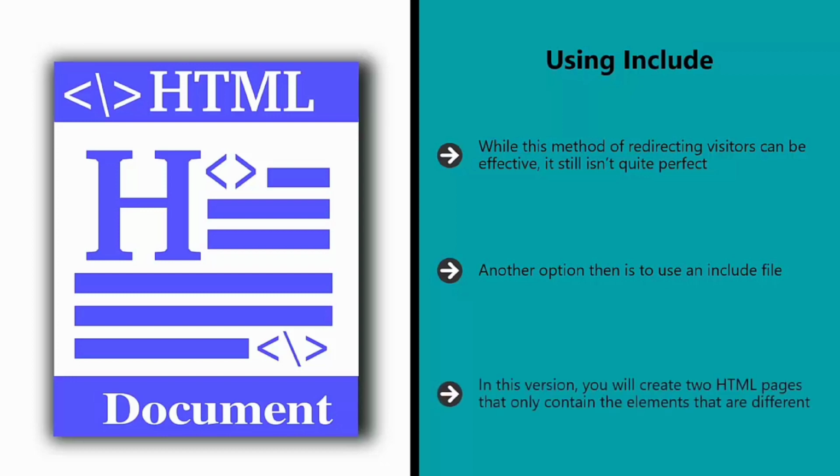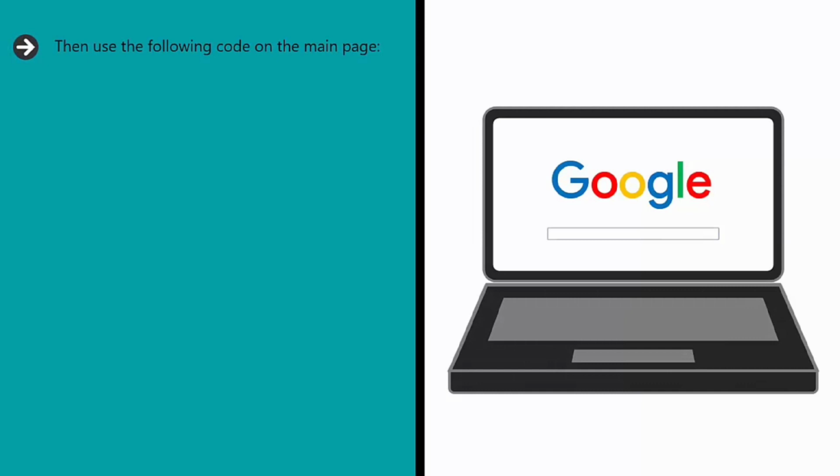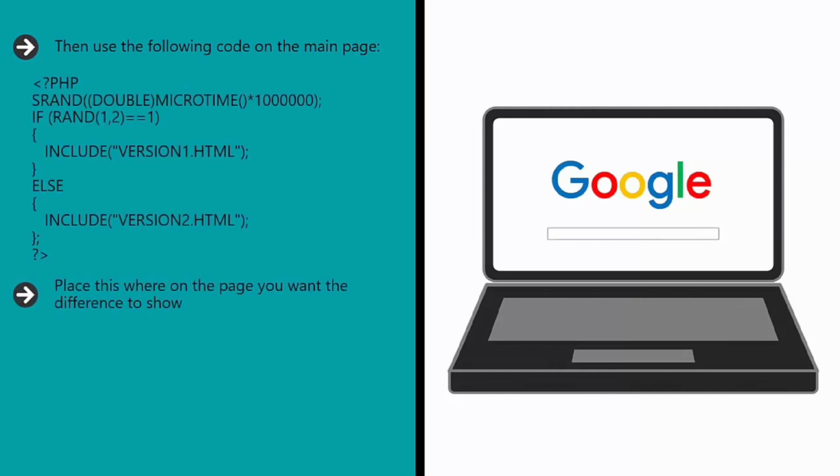In this version, you will create two HTML pages that only contain the elements that are different. This works particularly well if you are changing something about the text, for instance. Save these as version1.htm and version2.html. Then use the following code on the main page. Place this where on your page you want the difference to show. Of course, this becomes a little harder to track, and it won't be suitable for every single option. But you can always create two full-page include files and have them load instead.